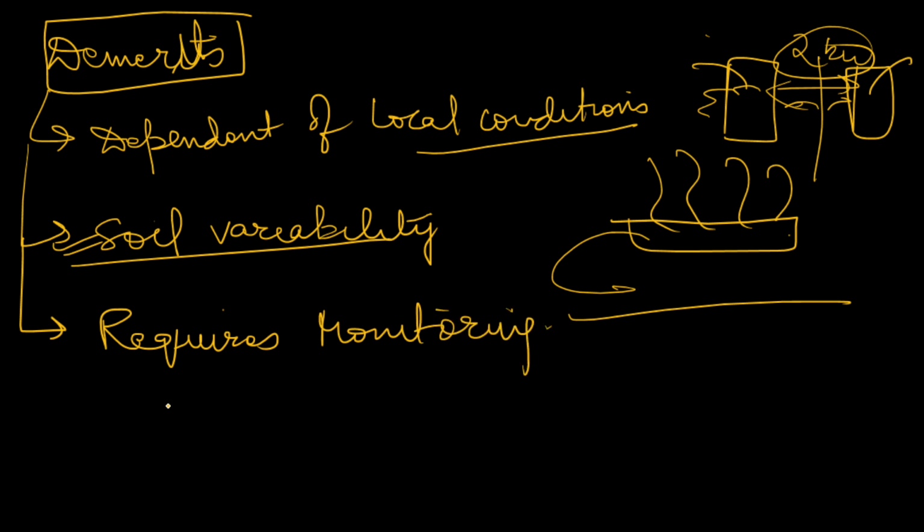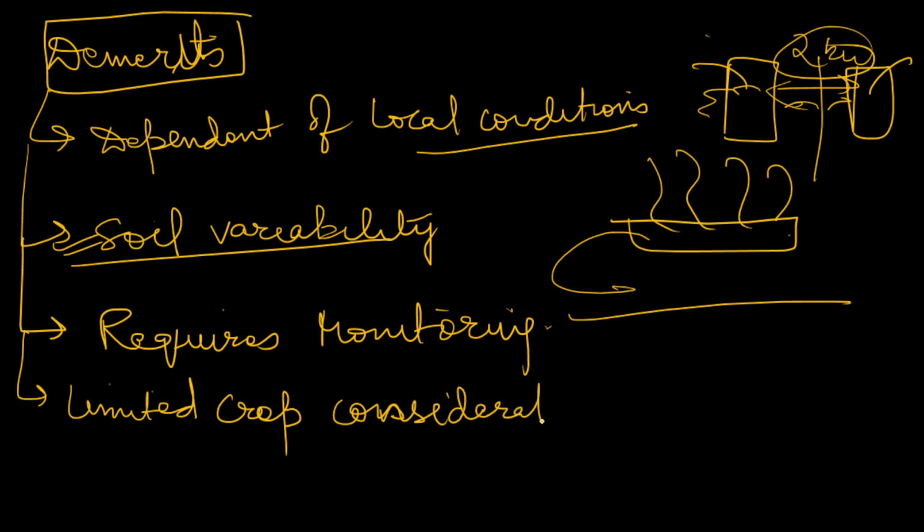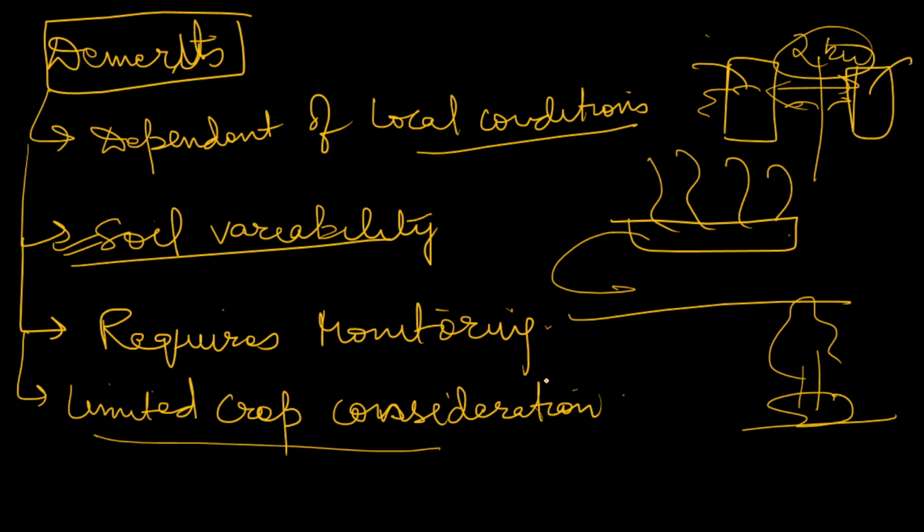Here is limited crop consideration, because here we are focusing so much on evaporation only that some kinds of crops which could be sensitive to other things are neglected, okay. So crop factors are neglected and evaporation factors are kept in mind. So here the crop considerations are kept at the lower end, and it could act as a demerit also.